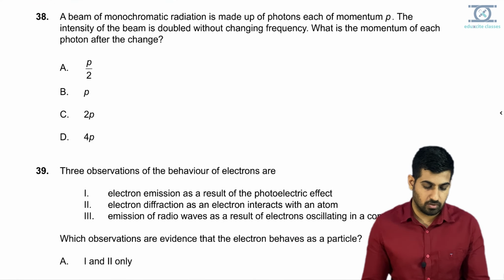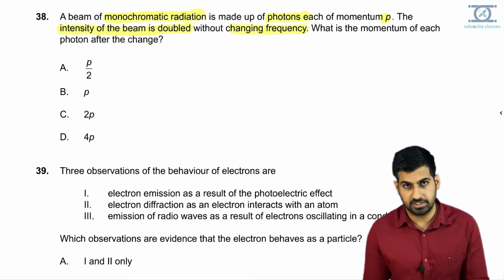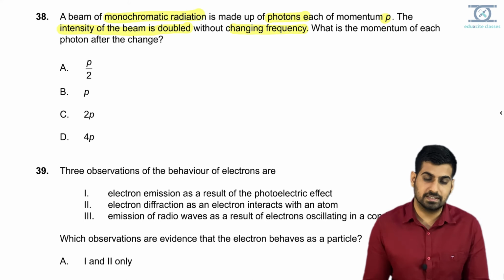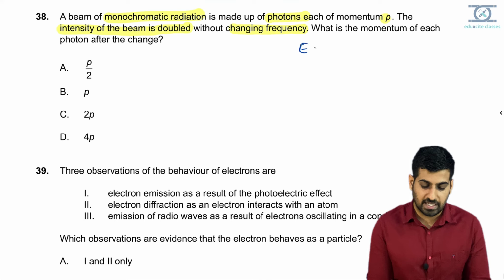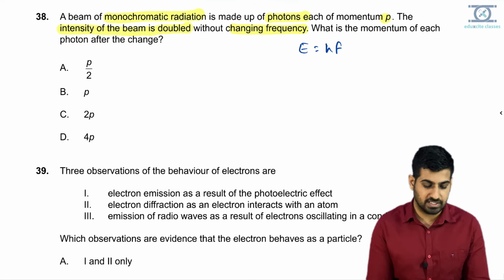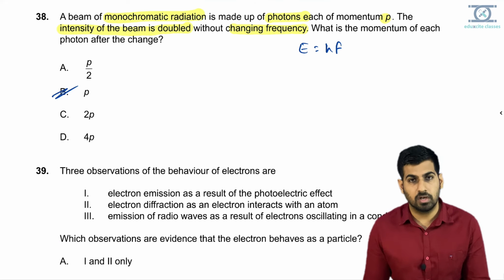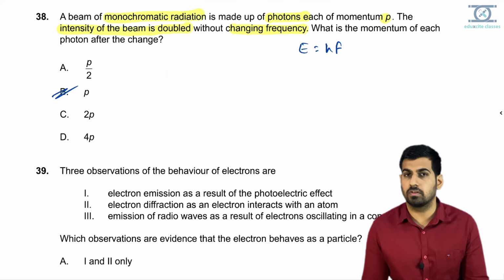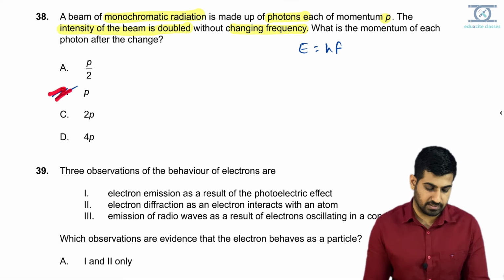Question number 38 now. A beam of monochromatic radiation is made up of photons of momentum p. The intensity of the beam is doubled without changing the frequency. What is the momentum of each photon after the change? Now we know that if we increase the intensity, there is no effect on the frequency, as energy is directly proportional to the frequency. And energy can be written as half mv square. So if there is no change in frequency, there is no change in velocity. If there is no change in velocity, then there will be no change in momentum. So the intensity has no effect on the momentum. Whether you double it or you reduce it, it doesn't affect the momentum. So option B is the right answer.